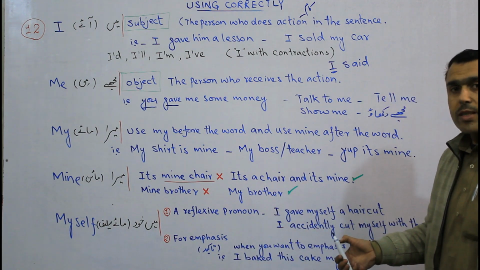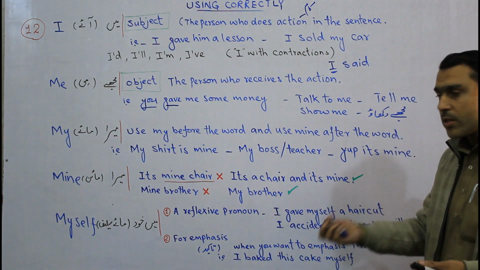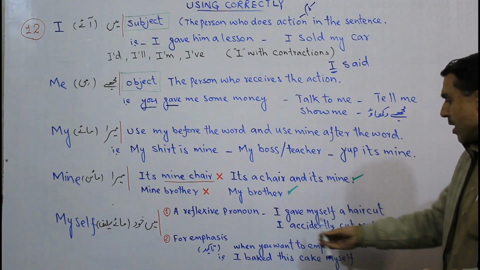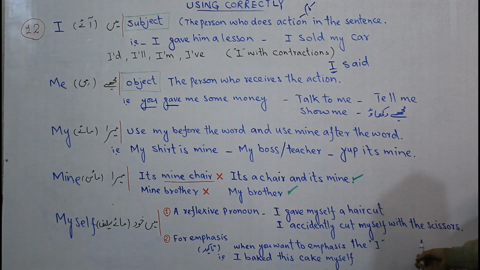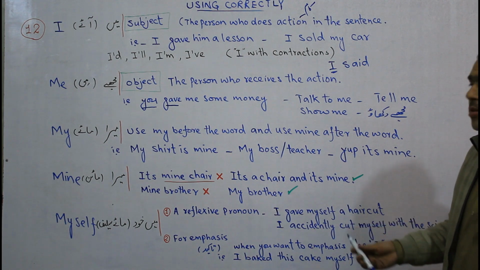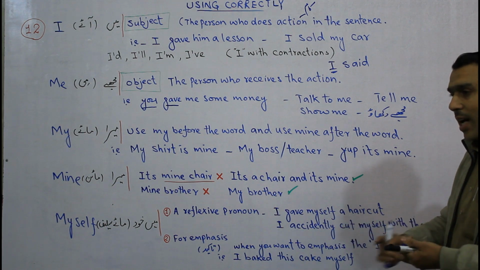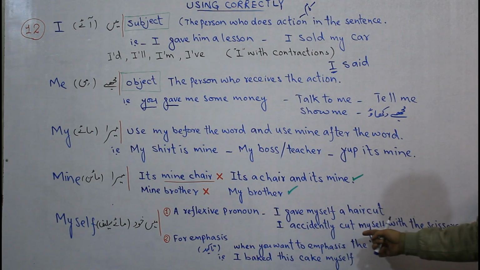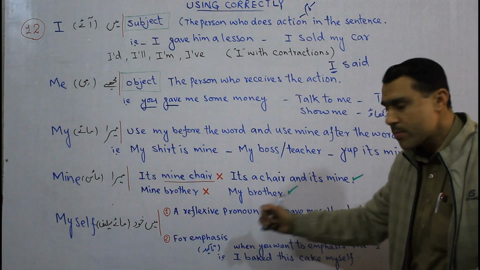You know, can we do it? Sometimes we can do it. I gave myself a haircut. You can cut your hair yourself. I accidentally cut myself with the scissors. Sometimes people do cut themselves accidentally with a knife, or probably any other sharp thing. So I accidentally cut myself with the knife or with the scissors. That is the reflection of the pronoun.